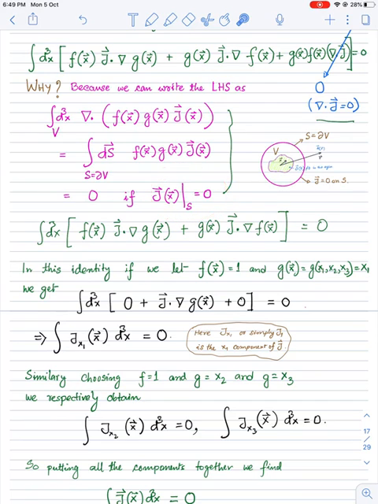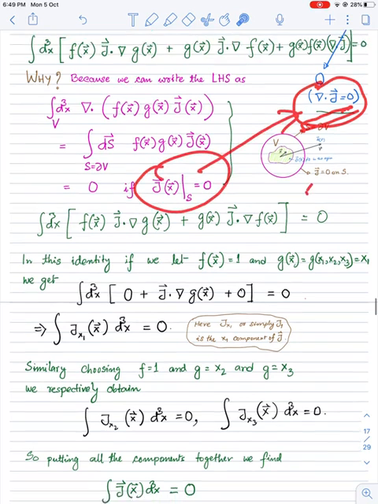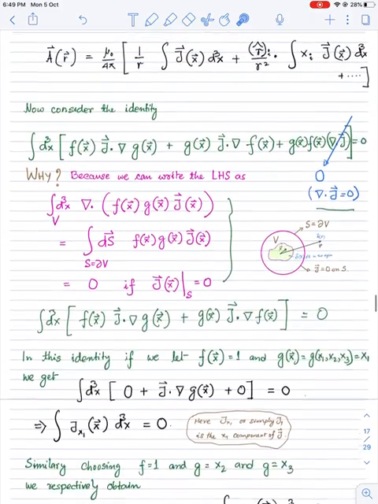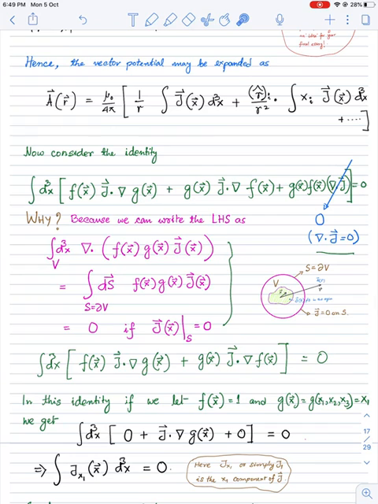This is something which went in non-trivially. If the current is localized, this condition has gone in. And the second condition that has gone in is the one which is true in magnetostatics, that the divergence of j is equal to 0. These two conditions together tell me that the volume integral of this current must vanish.